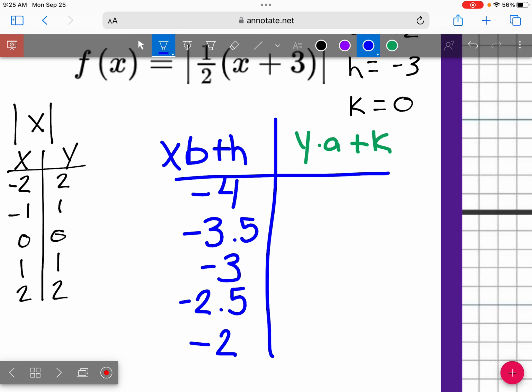Then we're going to take our y values, y times a. So times 1 plus 0. Are my y values changing at all? No. 2, 1, 0, 1, 2. Don't even have to think it.